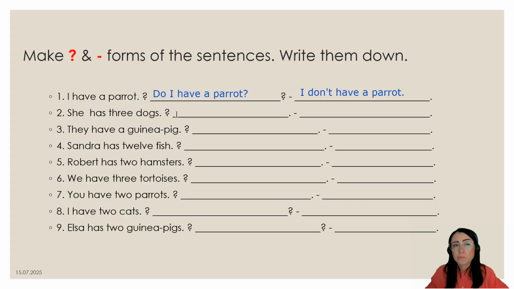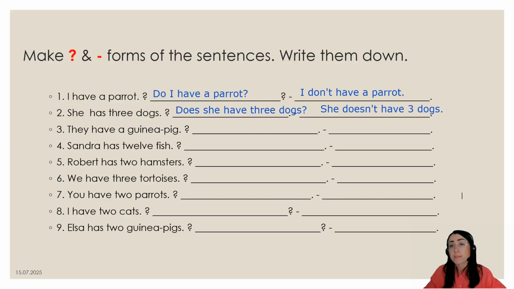Shall we use do? No, we shall use does because we have the personal pronoun she. Does she have 3 dogs? She doesn't have 3 dogs. Pay attention that the verb has became the verb have here. If we have does, we don't have has anymore. So she has 3 dogs in positive form, but does she have 3 dogs in question?